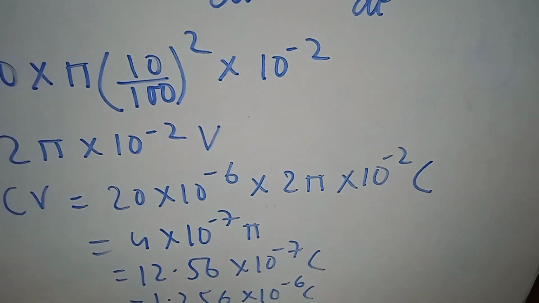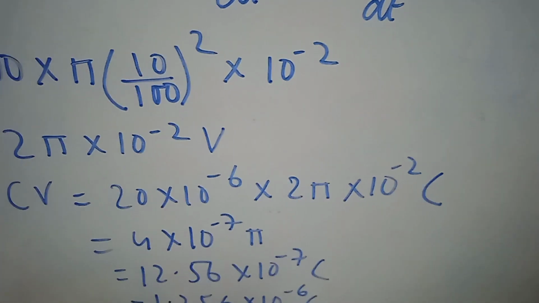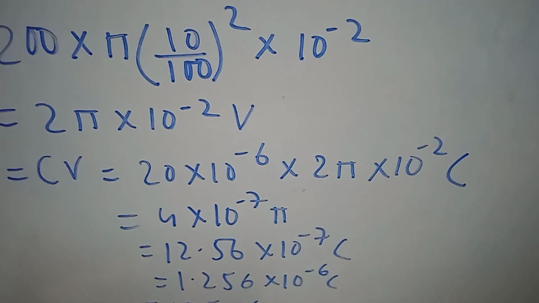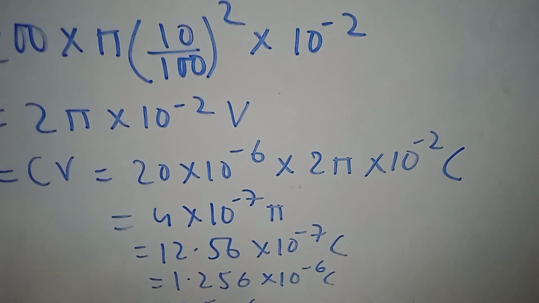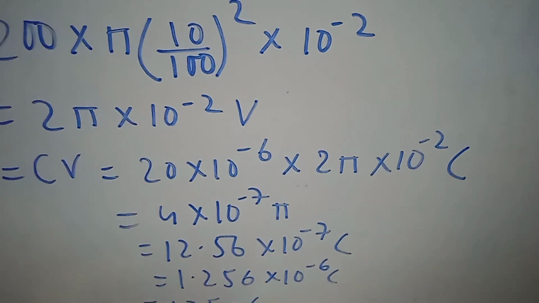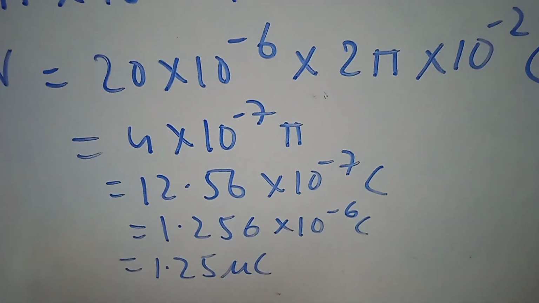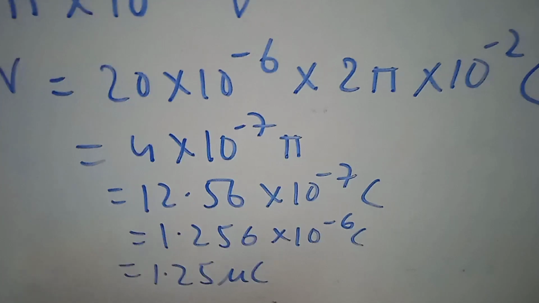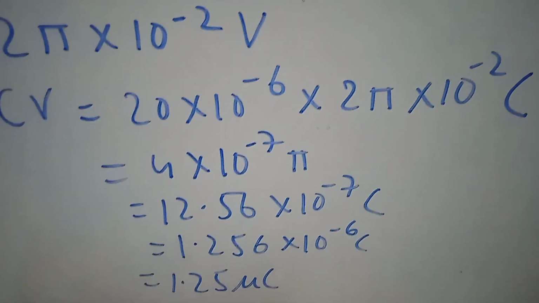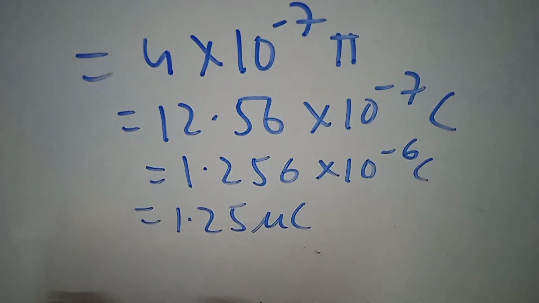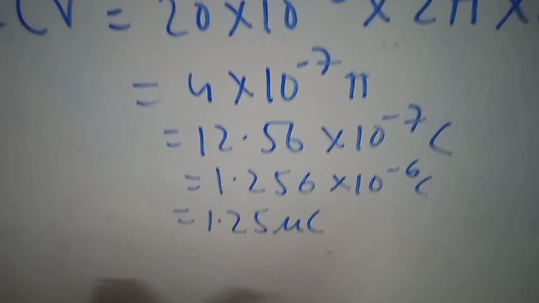So 4π into 10 to the minus 7. 4π means 12.56, that is 4 into 3.14 into 10 to the minus 7 coulomb. Now if we divide by 10 and multiply by 10, we get 1.256 into 10 to the minus 6. That is equal to 1.25 microcoulomb, the charge on the capacitor.